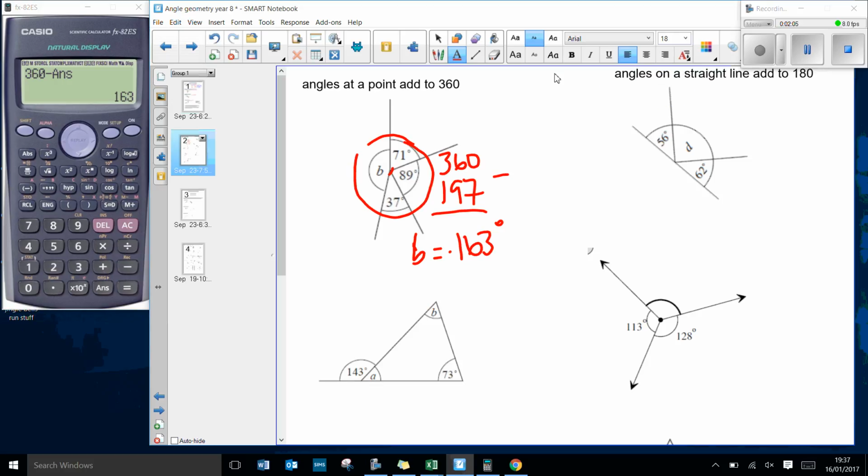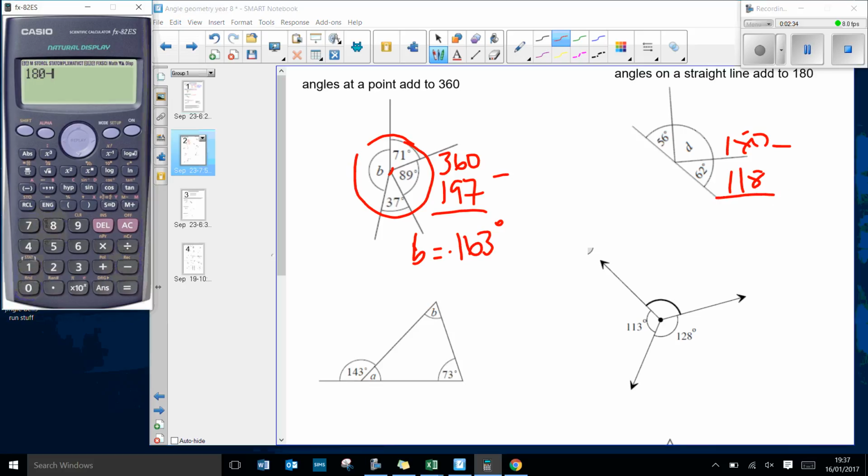Okay, so again, because these angles meet at the point they add to 180, we're going to work out what they come to. So 56 plus 62. So those two angles come to 118, and then we're going to do 180, subtract that. Gives us 62. So angle D is 62 degrees, and the reason was up above.